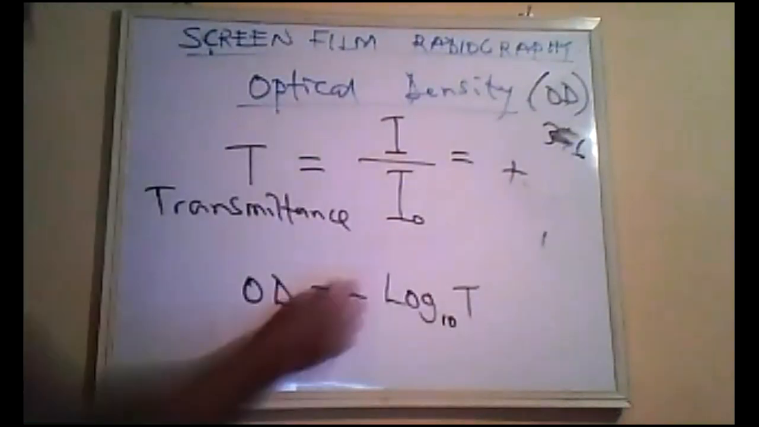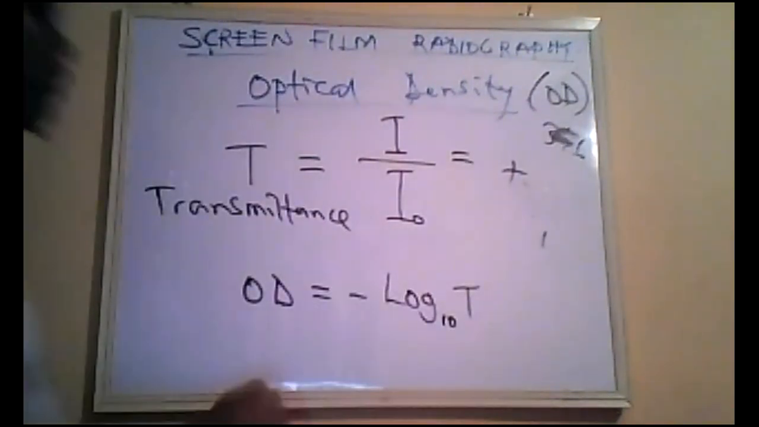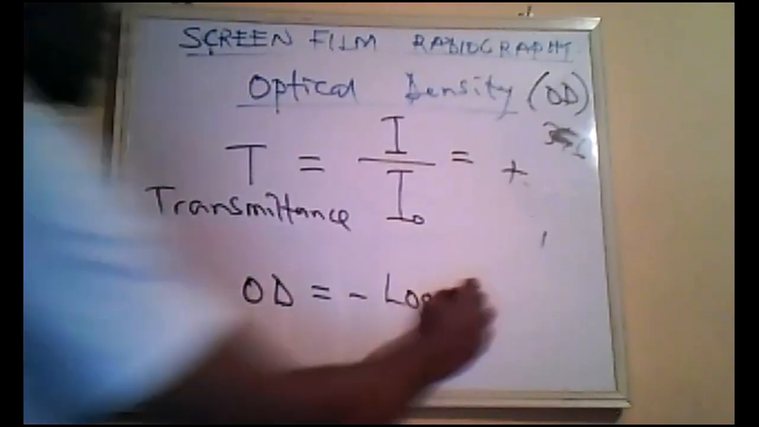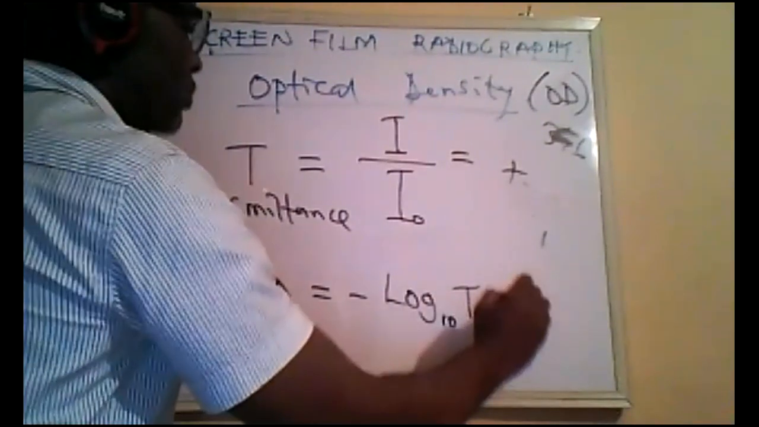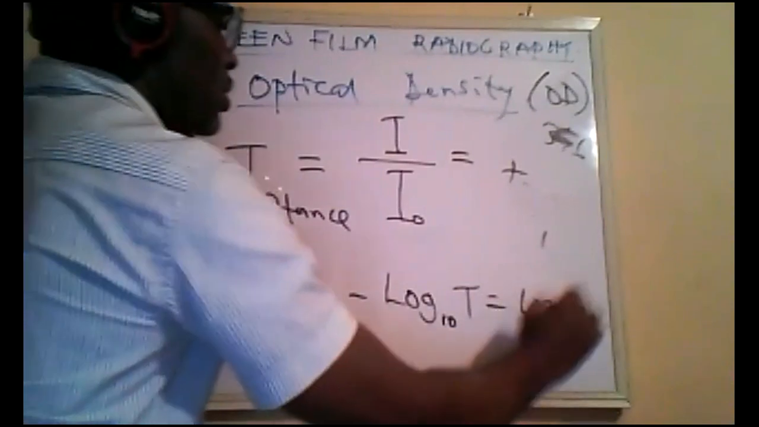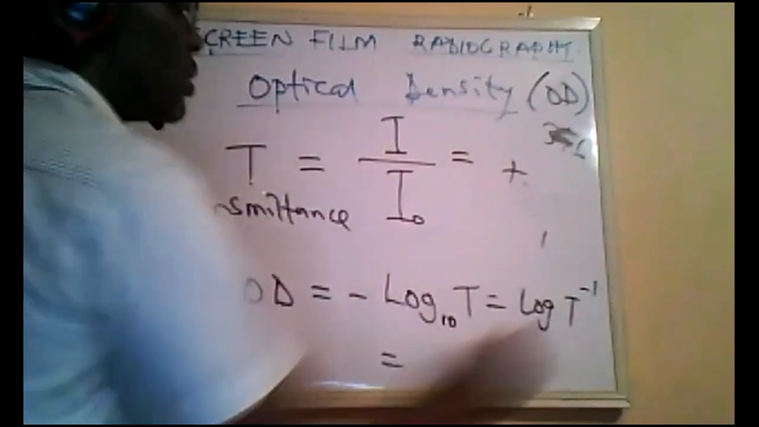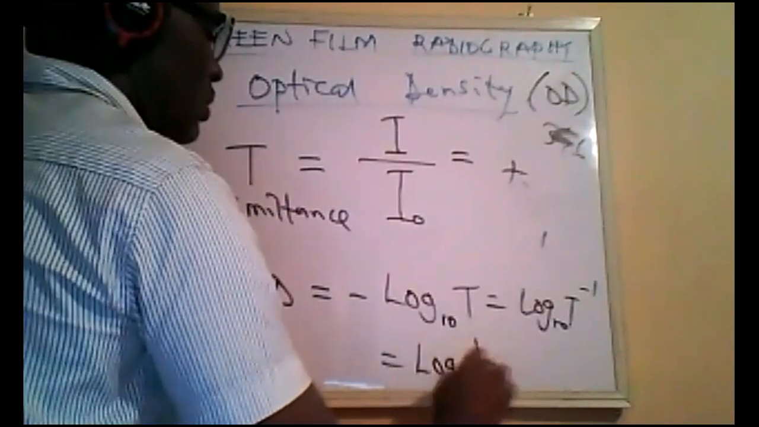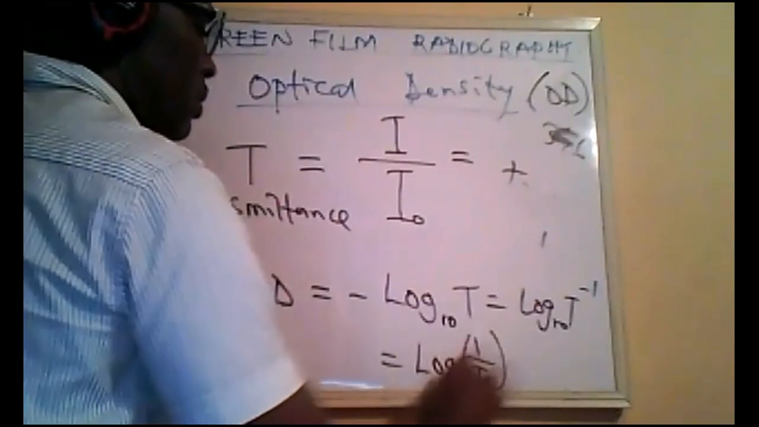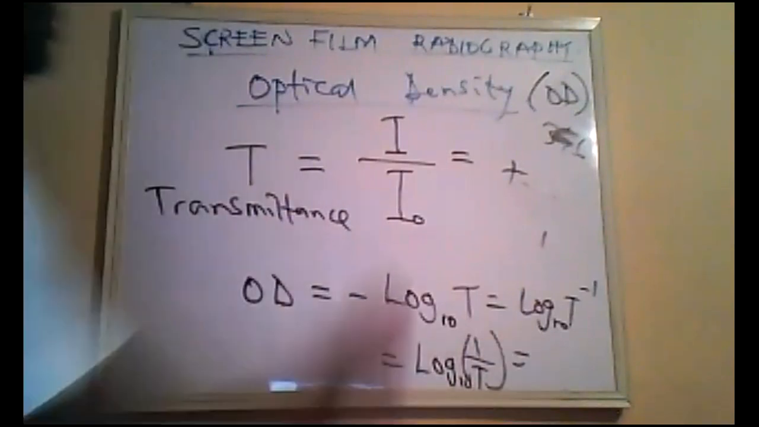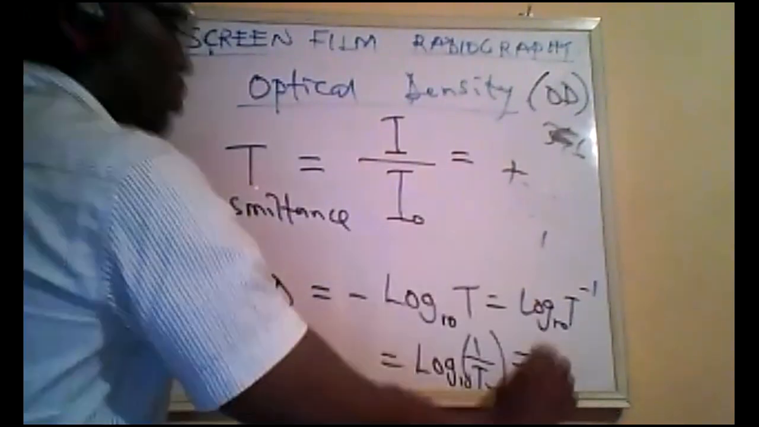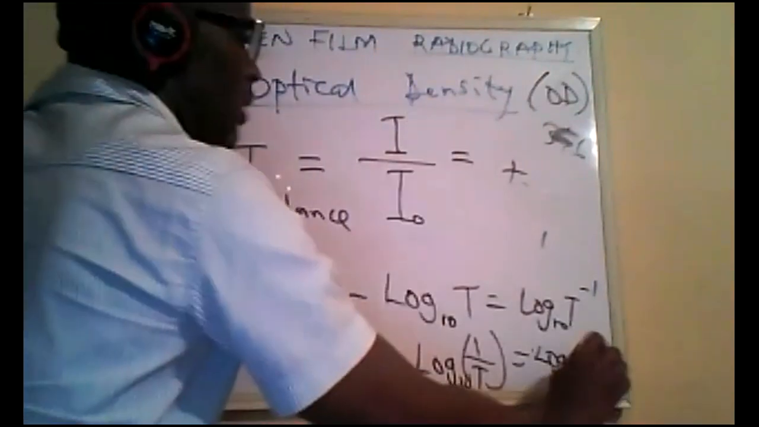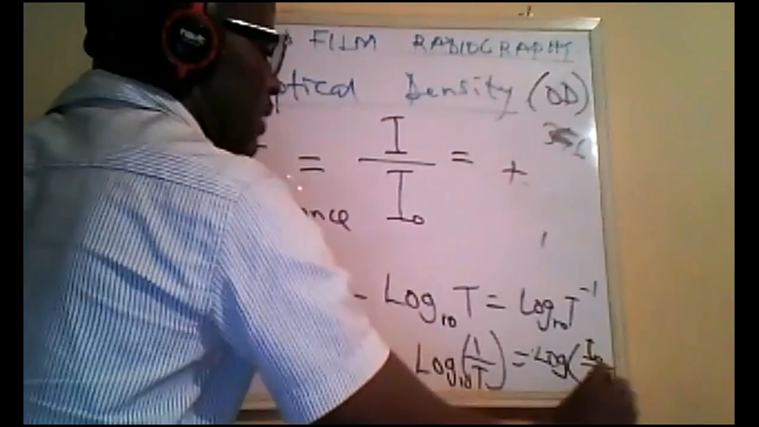So the optical density is the negative logarithm of the transmittance. And from mathematics, this should give us log T raised to power minus 1, which is log 1 over T. Hence, we now have it to be this value: log of 1 over I over I naught, that is, log of I naught over I.